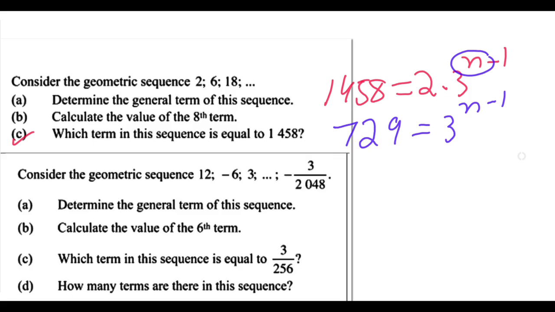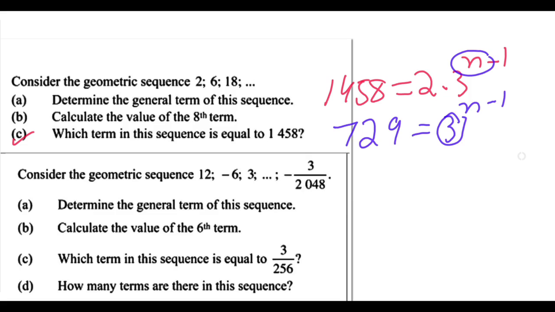Now, express both sides with the same base. Recognizing that 729 is a power of 3, we need to express both sides with the same base. Make sure the bases are the same. So this is 3, and now we're going to use the calculator.